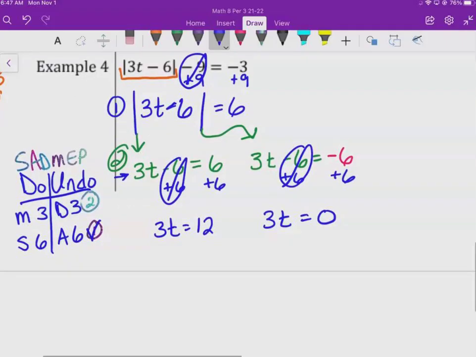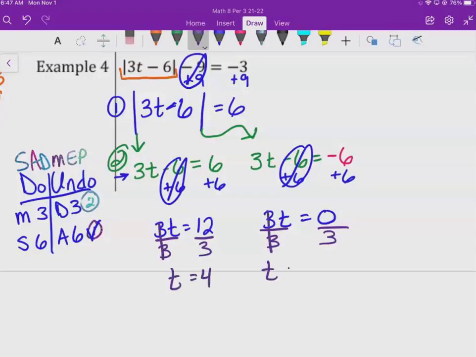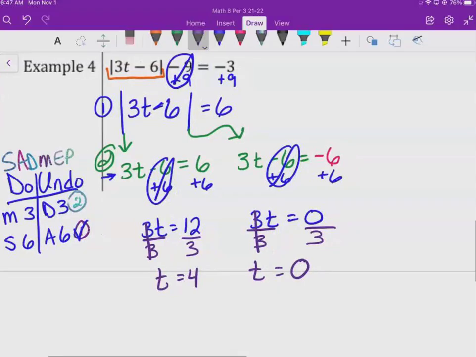Okay, did my first step, now my second step. Divide both sides of both equations by 3. Okay, t equals 4, t equals, okay, can you hold the ball above your head? Yes, you can, so that's 0. You cannot stand on a ball.